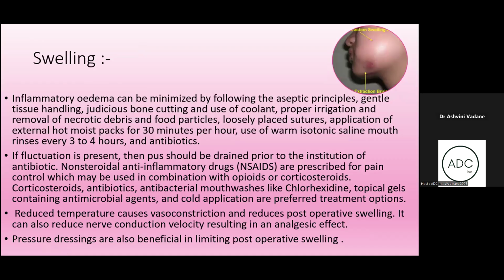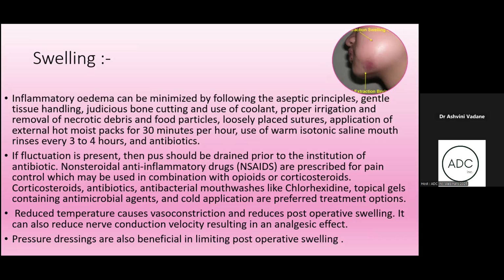Then the second complication is swelling. Inflammatory edema can be minimized by some aseptic principles. We have already discussed that we have to perform the proper sterilization protocol to avoid swelling or other post-op complications. We should handle the tissue gently while performing bone cutting procedures. Also, we have to follow proper protocol like use of coolant and proper irrigation. Then there should be proper toileting of the socket, that is, removal of the necrotic debris. Then application of external hot moist packs for 30 minutes per hour.